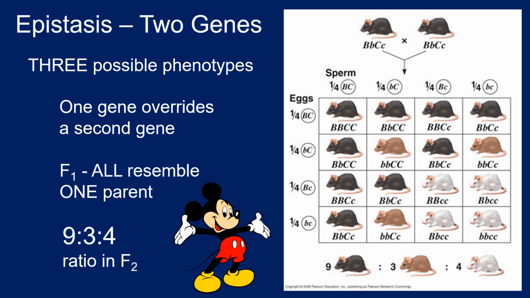If we do crosses in this case, we don't get that 9:3:3:1 ratio. We get a 9:3:4 ratio. So think back to the dihybrid cross. That 1 in the 9:3:3:1 was an individual that was homozygous recessive for both genes. But here, any situation where we have two recessive C genes won't give us any pigment whatsoever. So we get 4 instead of 1 individual that shows those two recessive traits in the F2 generation.